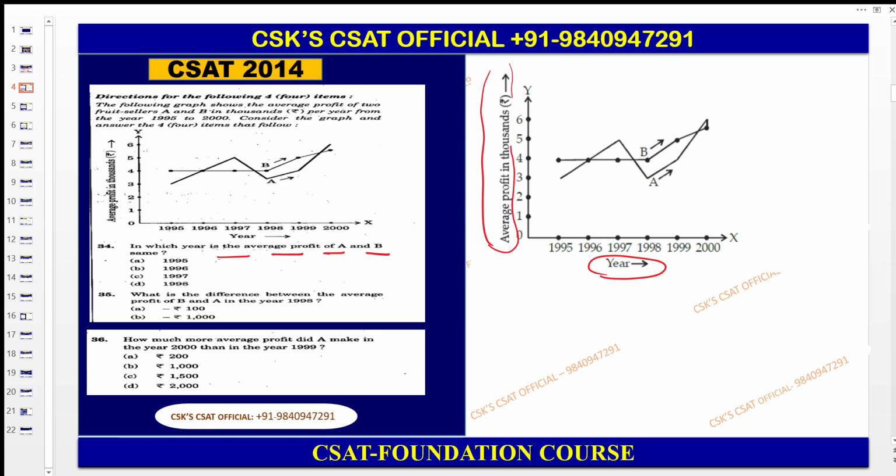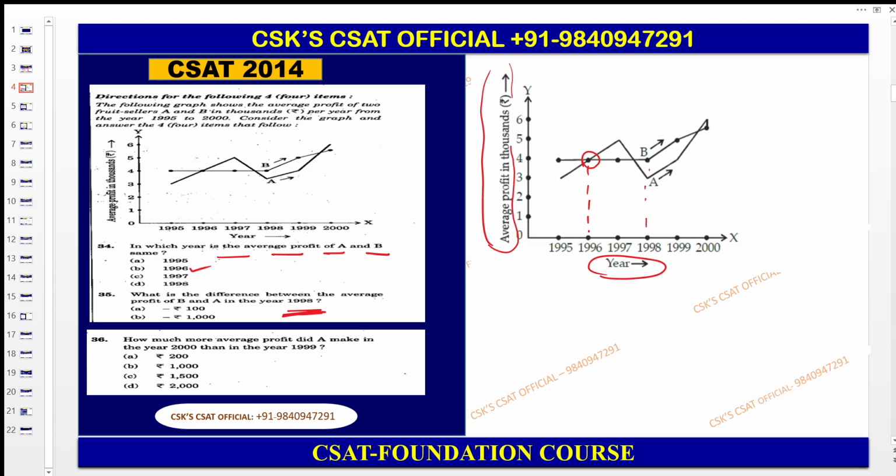By seeing this you can easily tell, wherever the intersection point is, that dot, that is going to be where the average profit of A and B are the same. So here if you go through this one, 1996, so option B is correct. Now the second question is, what is the difference between the average profit of A and B in the year 1998? Just focus on 1998 here.